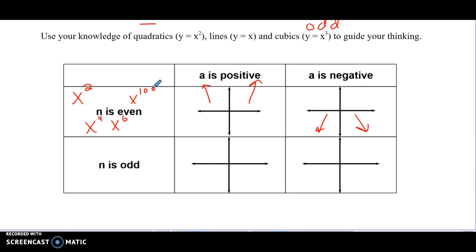Okay? If n is odd, we have two scenarios. We're either going up the mountain or down the mountain. So if it's positive, we're going up the mountain, which means we start at the bottom. If it's negative, we start at the top of the mountain and go down.